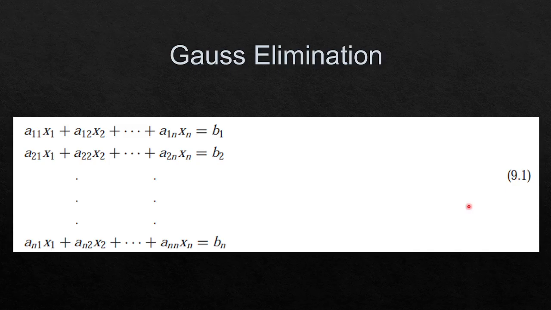So, Gauss elimination. Let's say for the equations of 9.1, we have multiple equations with multiple unknowns. It could be possible that you have 5 equations, 6 equations, as long as it is equal, no?